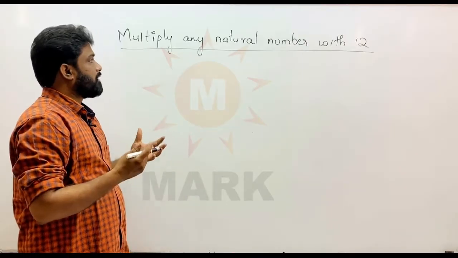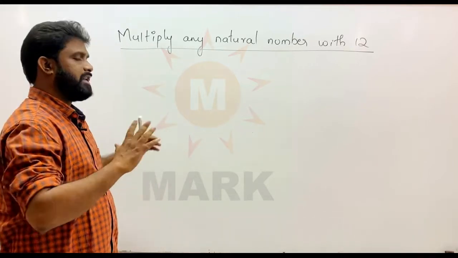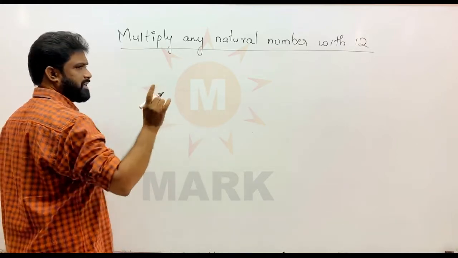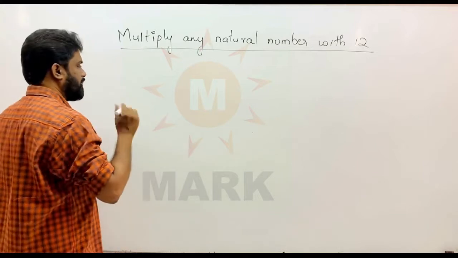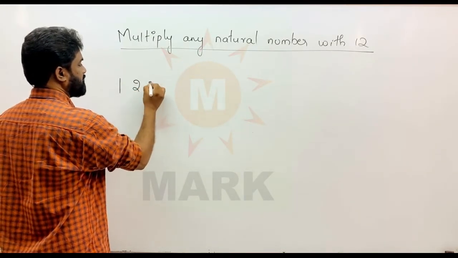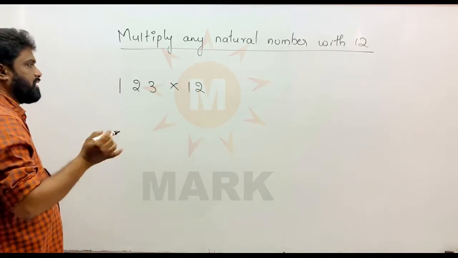Now friends, we will learn how to multiply any natural number with 12. Okay, any natural number with 12 in an easy way, in a tricky way. Suppose I am taking first without carry forwards, we will see, then afterwards we will go for with carry forwards also. Now without carry forwards, suppose I am taking 123 into 12.